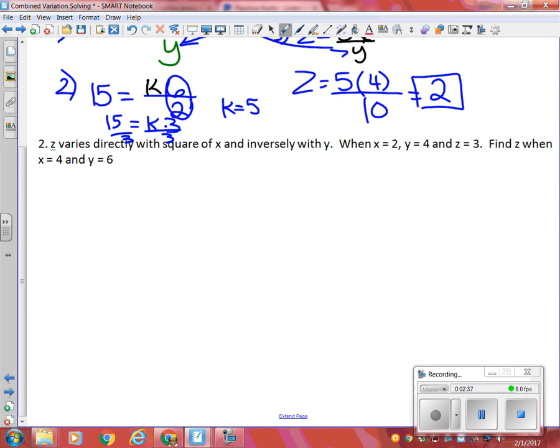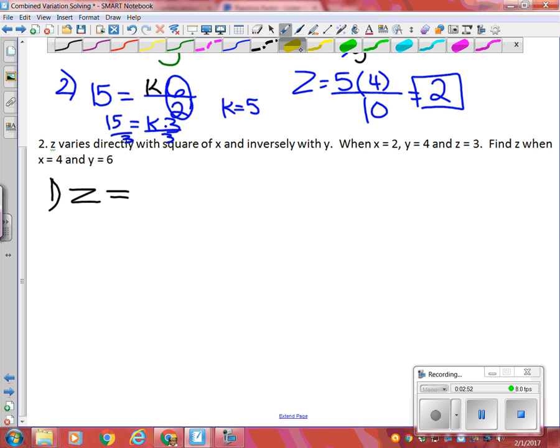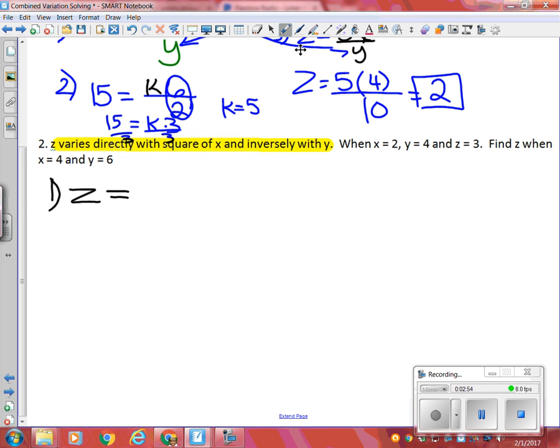All right, number 2. Whatever I read first is what I start with first. So z varies, z equals, directly with the square of x. When I'm looking at this first part, that's what's going to help me write my equation. Directly with the square of x. That's x squared. Directly is on top. Inversely with y. This part goes on the bottom. It does not say squared or cubed, so I keep it like it is. And now I'm looking for constant k.